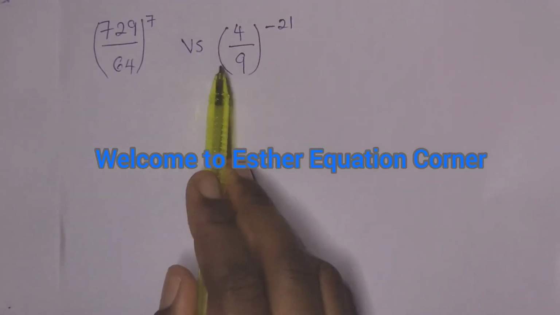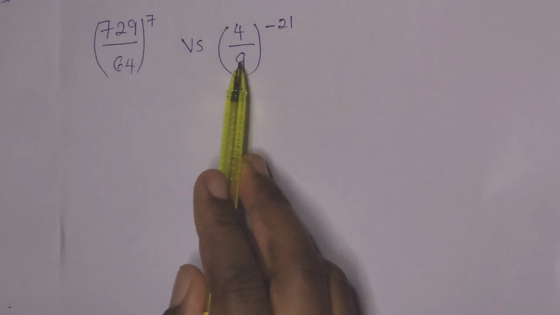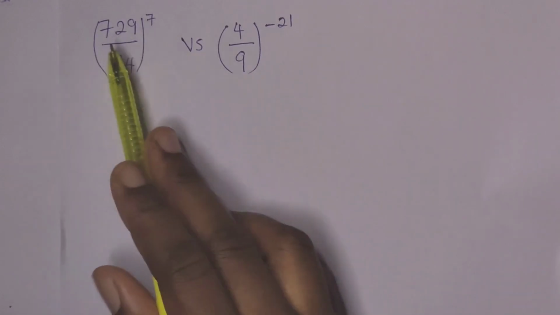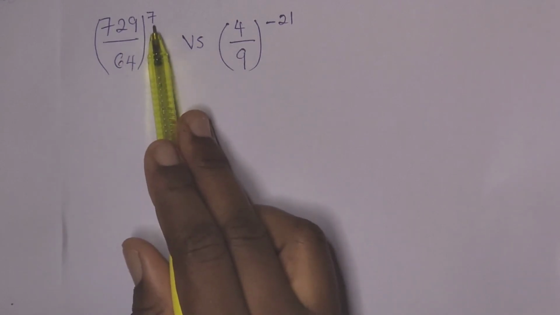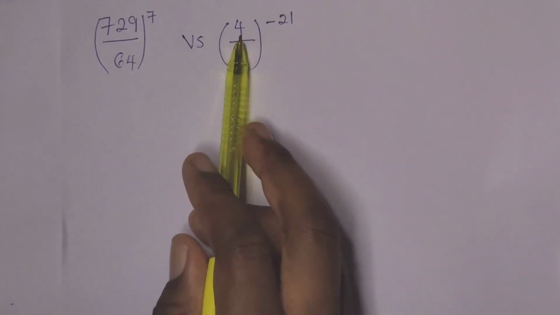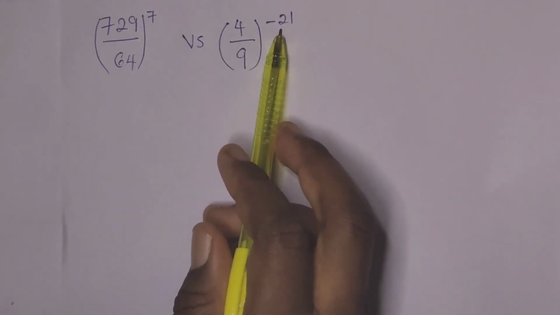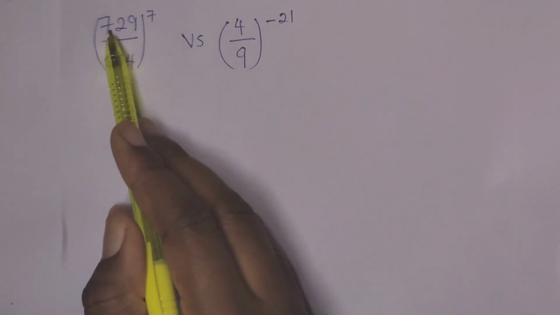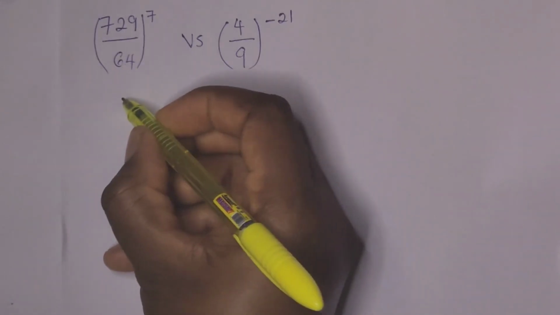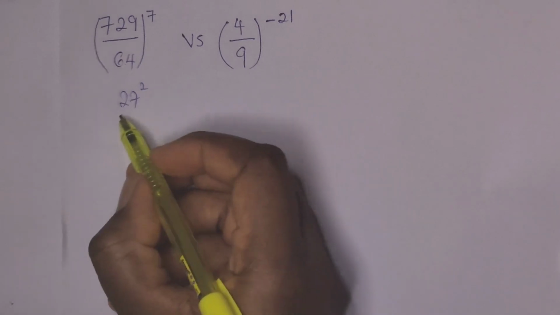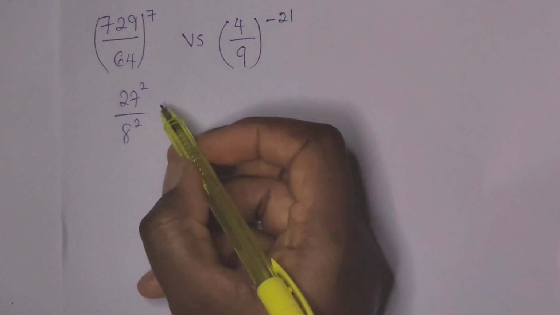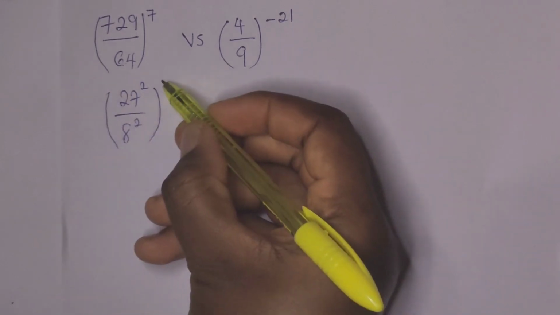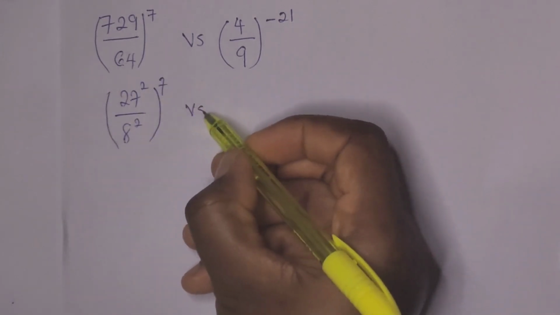So we want to compare these two numbers to know which is greater. We have (729/64)^7 versus (4/9)^(-21). But then this 729 can be written as 27^2, and 64 can be written as 8^2, all to the power of 7.